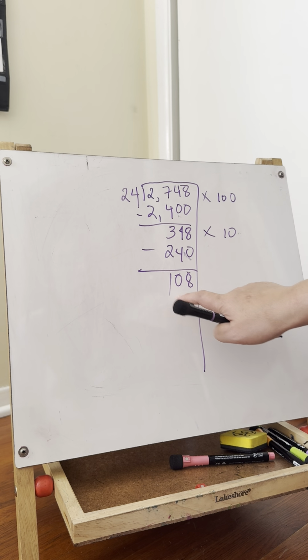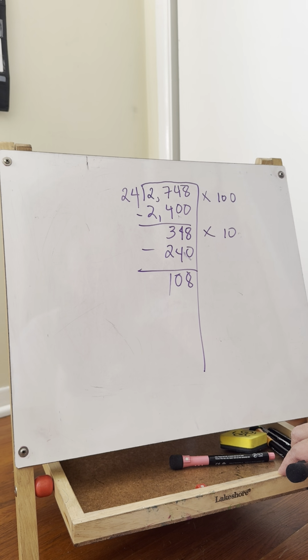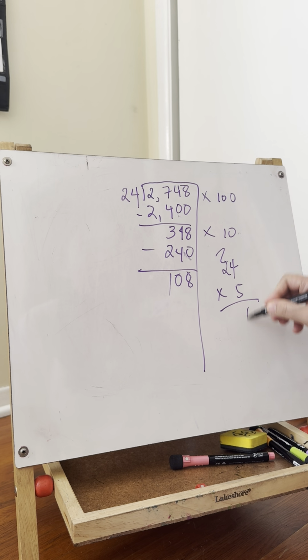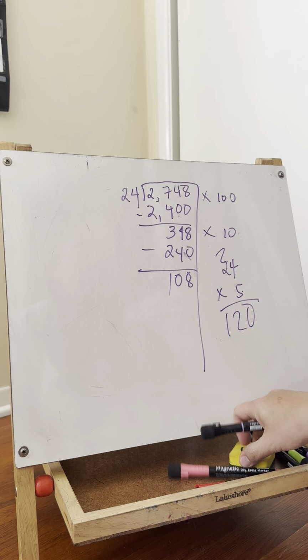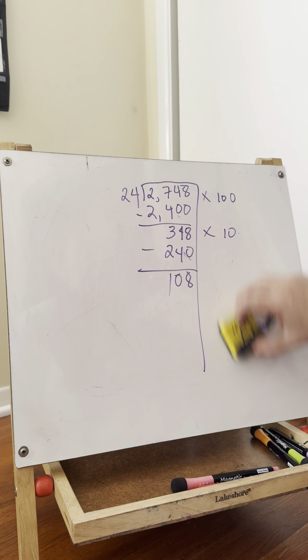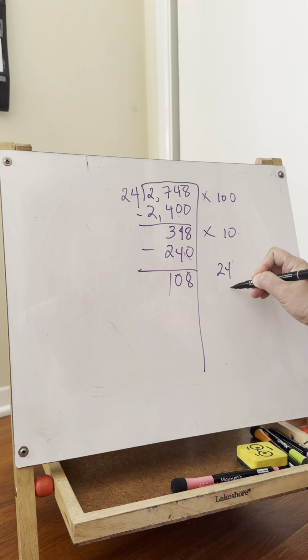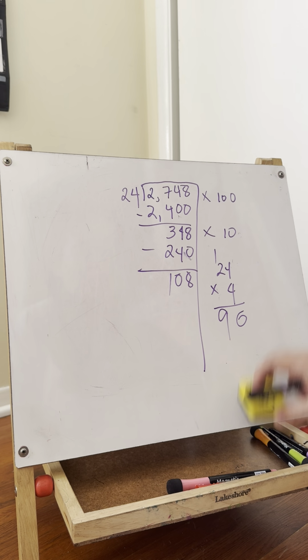So how many times does 24 go into 108? What do you think? It's not 10. Let's start with 5. 24 times 5, 120. Oh, too much. So let's try 4. 24 times 4, 4 times 2, 8 plus 1, 9. Okay, this is not close.